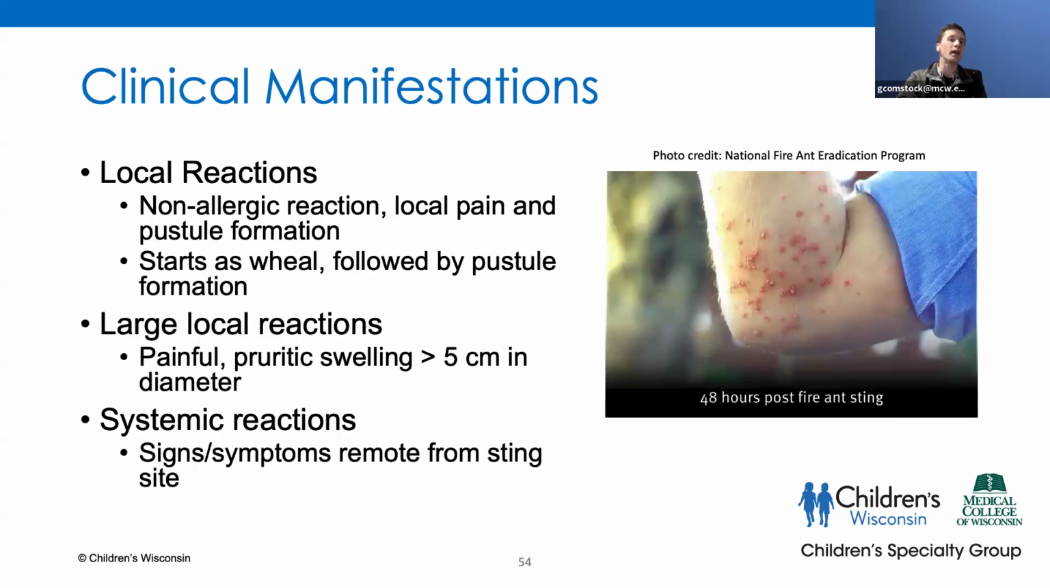The clinical manifestations are non-allergic reactions, and it starts with a lot of local pain and pustule formation. They start as a wheal and then eventually turn into pustules. That's for the local reactions. The next category up is large local reactions, which is a painful, pruritic or itchy swelling that's above 5 centimeters in diameter. And then there are also those who can develop systemic reactions, signs and symptoms that are distal from the sting site itself. But for the majority of these, the local reaction is their only manifestation.